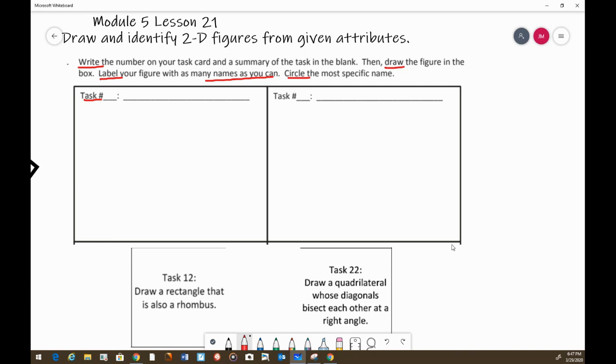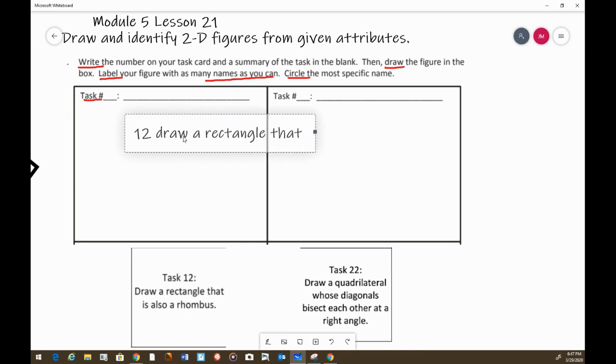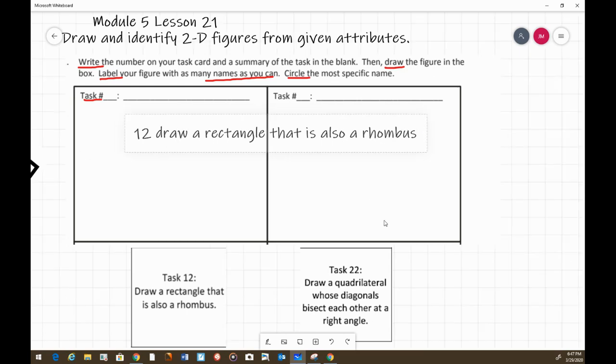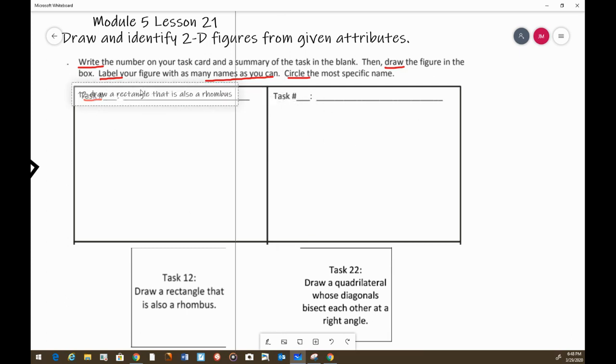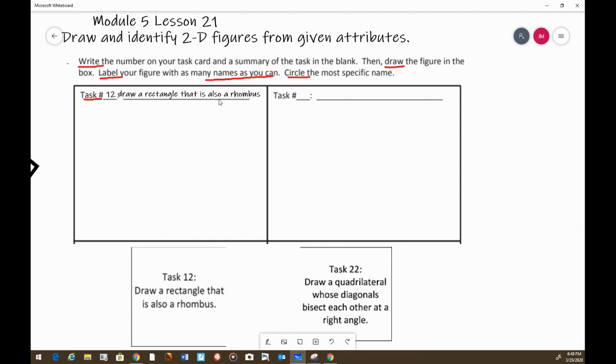Let me do this now with the box, not my pen, because it's a little hard to write. It's called the writing box. We're going to write. The card says card 12. It says draw a rectangle that is also a rhombus. That's action 1. We're going to fit this exactly where they want us to place it, which is right here. There you go. And now it says draw a rectangle that is also a rhombus.